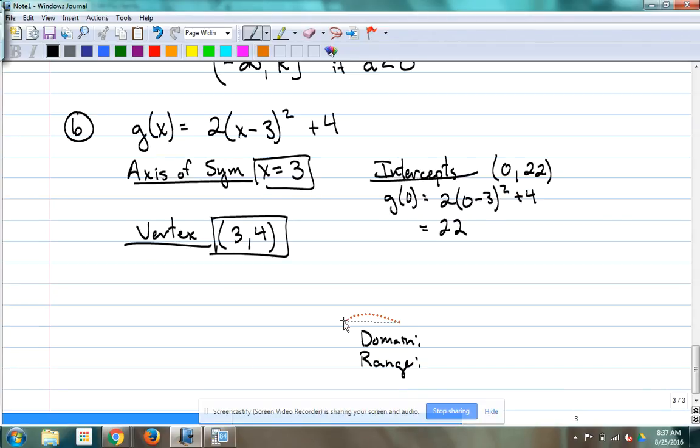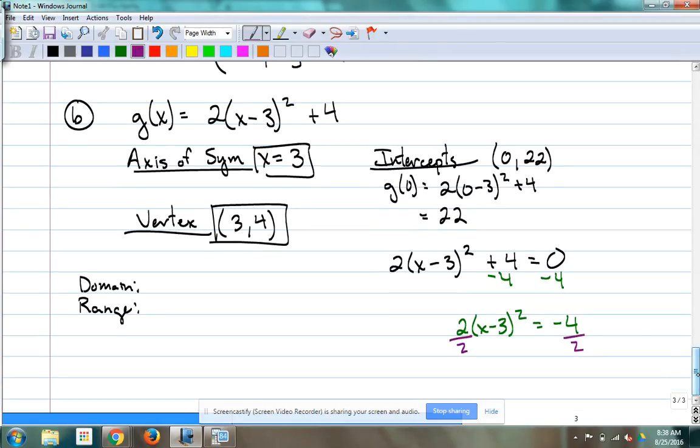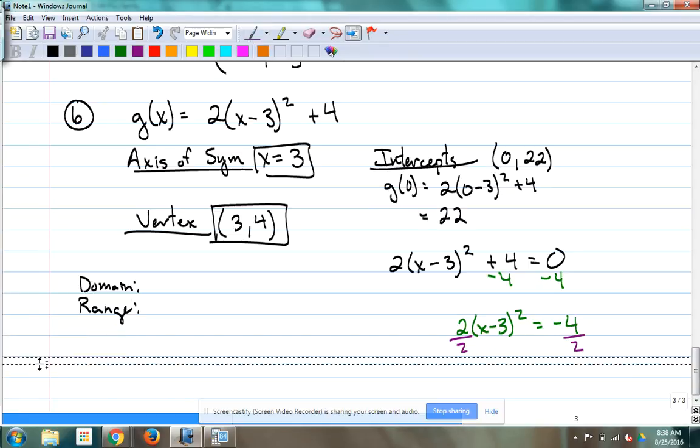I'm going to have to move the domain. I don't want to write too small here. So we're going to set the whole thing equal to 0 to find the x-intercepts. Okay. So subtract 4. And then I would divide by 2 to get the squared part by itself. It's been a while since you solved by square roots.